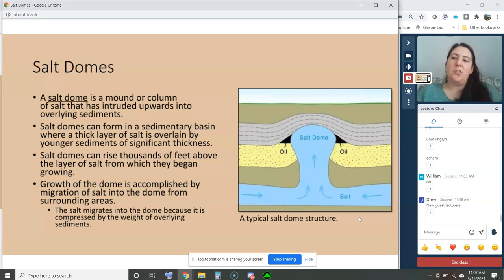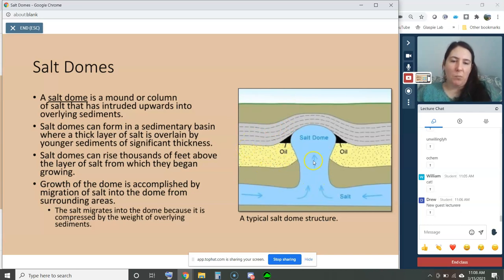So introducing salt domes. A salt dome is a mound or a column of salt that has intruded upwards into the overlying sediment. They form in a sedimentary basin where a thick layer of salt is overlain by younger sediments of significant thickness. And so you have a thick layer of salt that is deposited, for instance, when a sea evaporates. And then over that, you have a large amount of sediment, a nice thick layer.